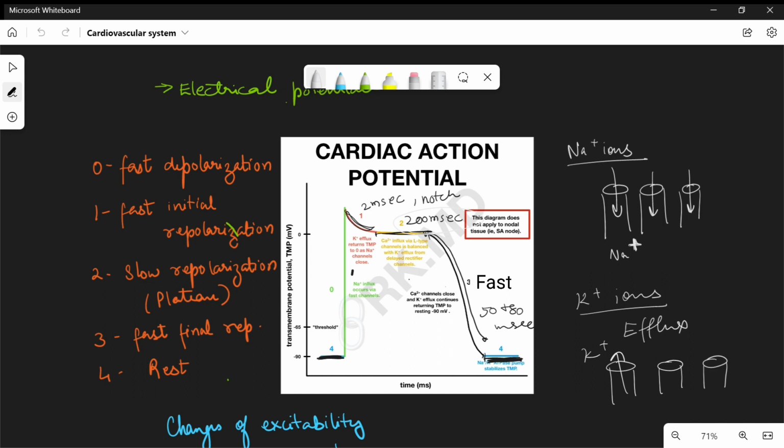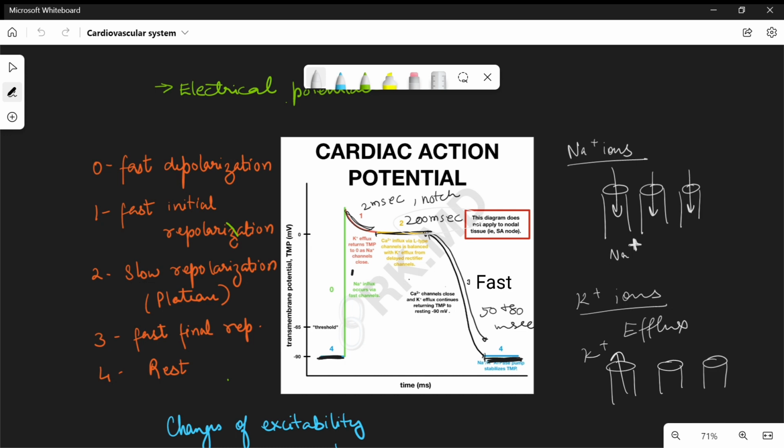Now moving on to the third phase, that is the repolarization phase. From here, what happens? Efflux of potassium ions. The number of potassium ions moving out of the muscle fiber exceeds the number of calcium ions moving in. So now negativity is inside and positivity is outside, resulting in final repolarization.